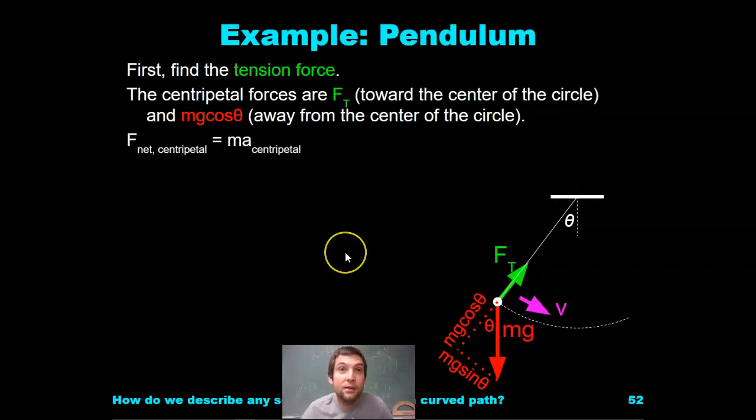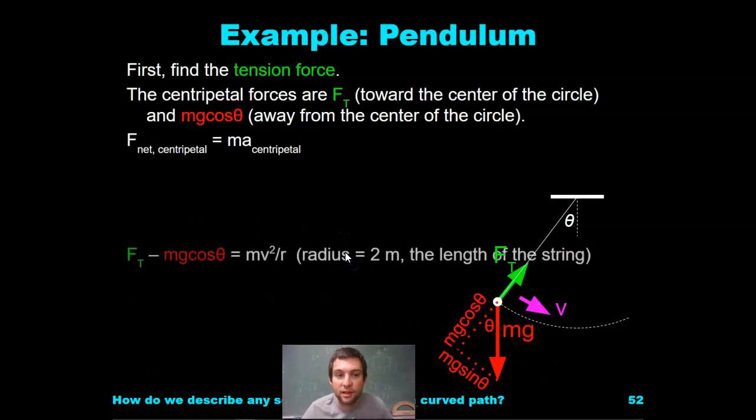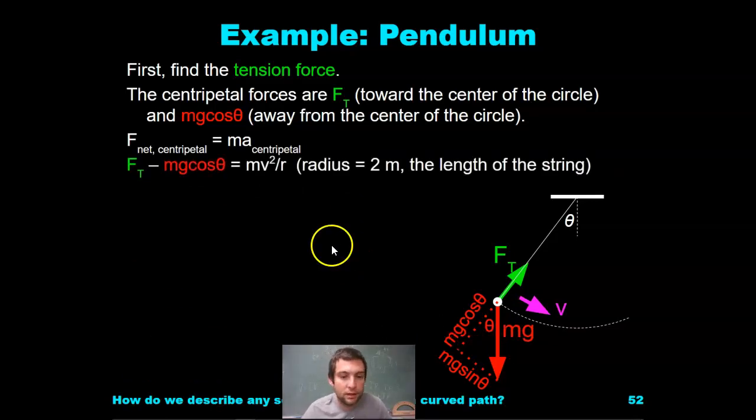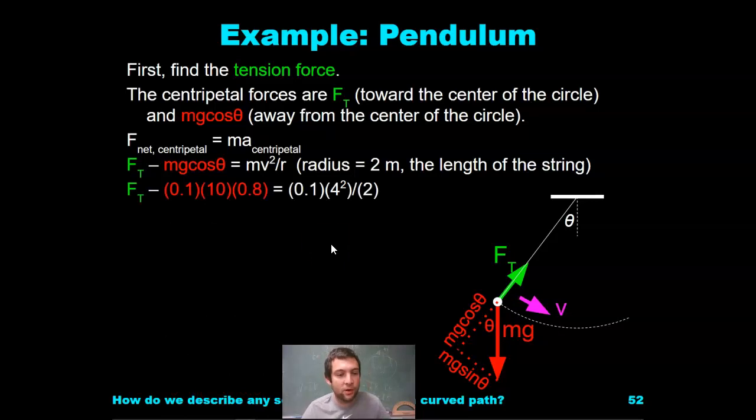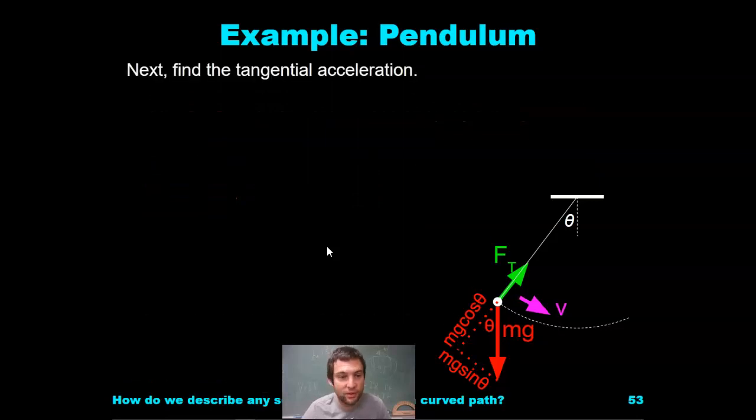And all of that equals mass times centripetal acceleration, where centripetal acceleration is v squared over r. Plugging in our numbers, we get tension equals 1.6 newtons. Nothing crazy difficult there. That's good news, right?